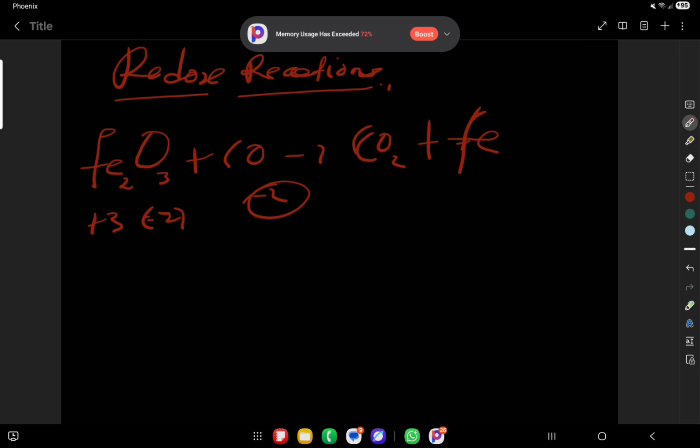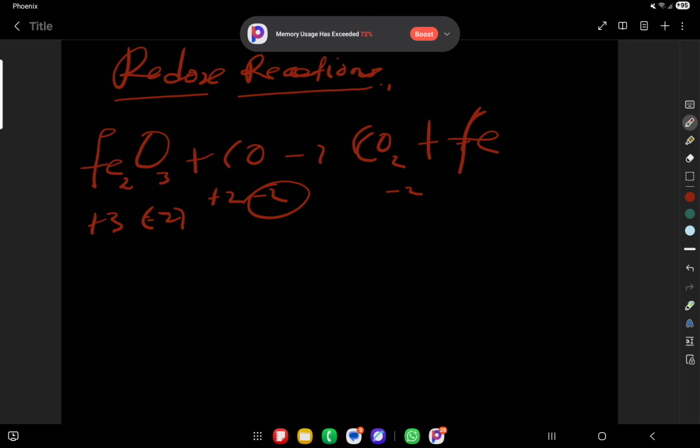Then for carbon, how many carbons are there? It's 1 multiplied by x plus, how many oxygens are there? Just 1. Multiplied by what is for oxygen? Negative 2, which is equal to what's there on top? It's 0. This means that x is equal to positive 2. So here we have positive 2 as the oxidation number for carbon.